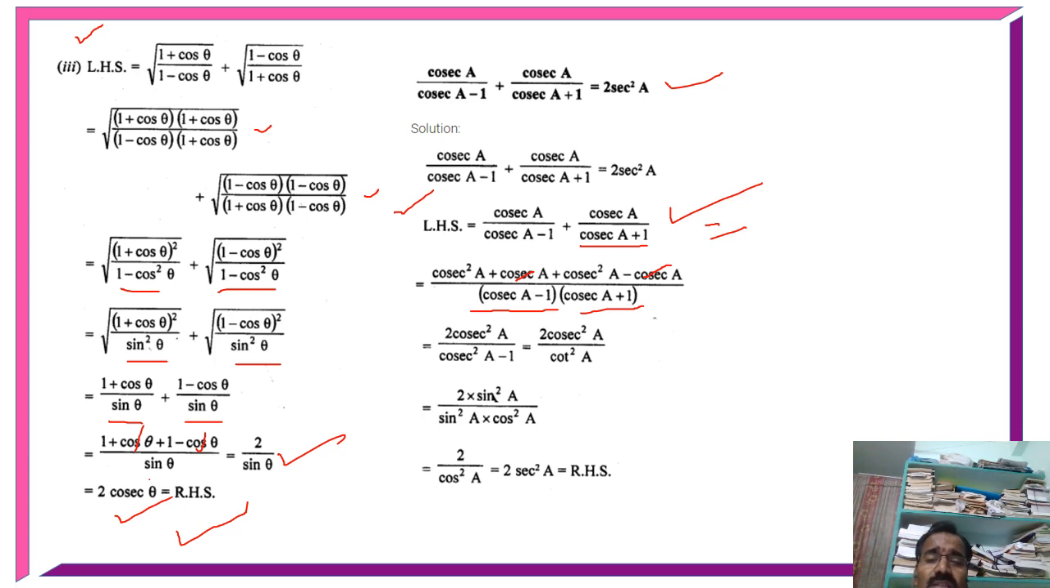As we know, cosecant square A we can write as 1 by sin square A, and cot square A we can write as cos square A by sin square A. If you write 2 into 1 by sin square A, this will become the denominator, and cos square A by sin square A will become reciprocal. So sin square A gets cancelled. 2 by cos square A, how much? 2 secant square A. We took LHS, we proved RHS. Let us go with the next slide.